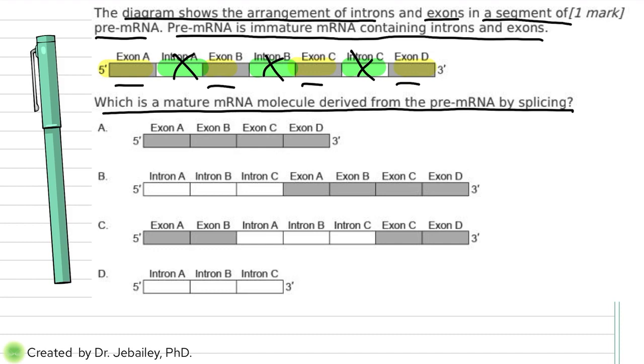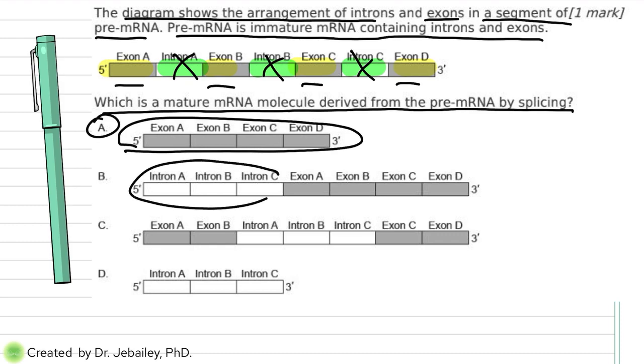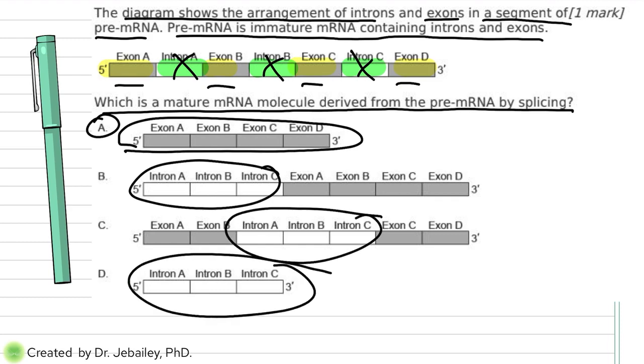So that means what happens after you splice. So here you can see that you have only the exons. So that would have been the right answer. Why do I clearly know this? Because here you still have introns, and right here you still have introns, and you still have introns here. So all of these are wrong. You can only have exons. So the answer would have been A.